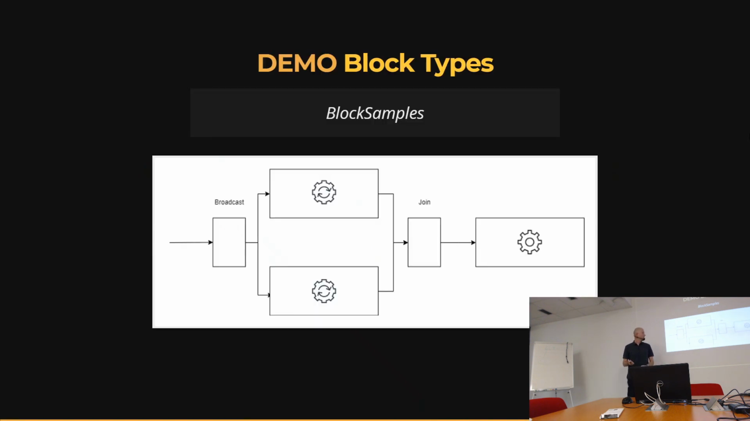Now I will show you how these blocks can be used. So we will create the pipeline that looks like this. The input will be again an integer number, and it will be broadcast into two blocks that will calculate two different sequences. One will be the Fibonacci sequence, the other will be the so-called Lucas sequence, which is the same as Fibonacci, only it starts differently. I will show you. These values will be joined and output.